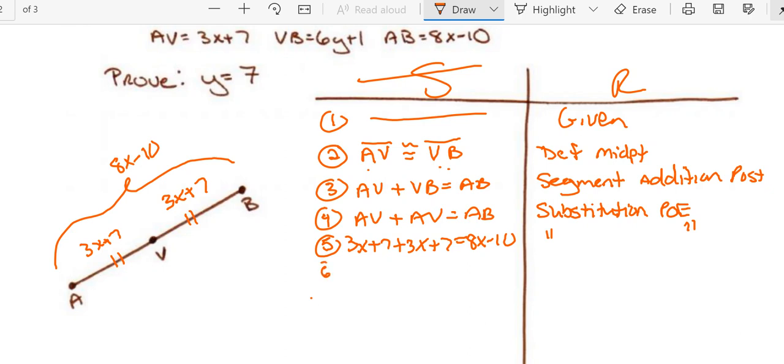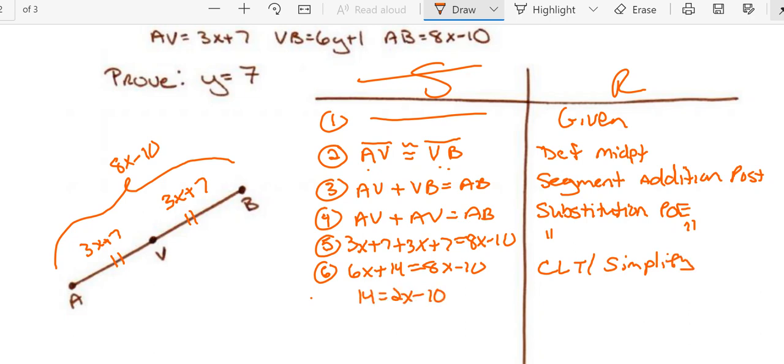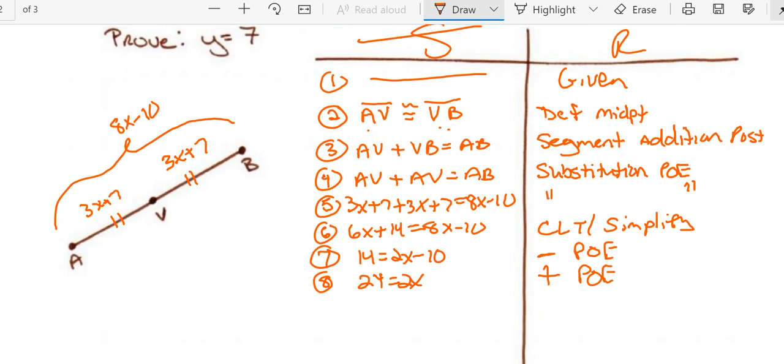Combine like terms for step 6: 6x plus 14. CLT, simplify. I'll end up with 14 equals 2x minus 10. That's going to be the subtraction property of equality. Step 8: 24 equals 2x. Addition property of equality. Step 9: 12 equals x. Division property of equality.